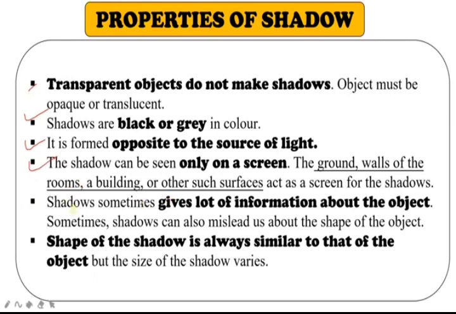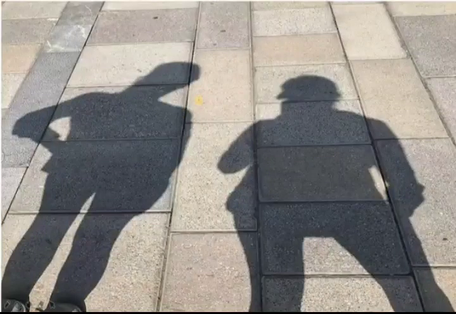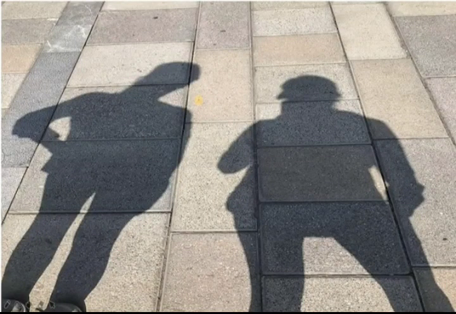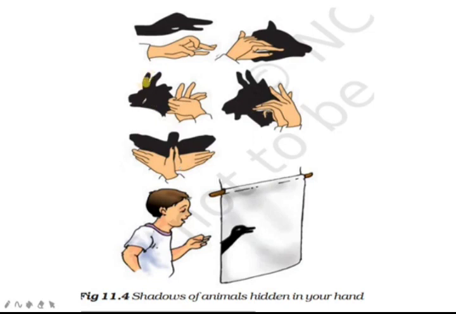Shadows sometimes give a lot of information about the object. Sometimes a shadow can also mislead us about the shape of the object. Sometimes by looking at the shape of the shadow, you will wonder what object you have kept in front of the light. Look at the shadow. Yes, this is a shadow formation.